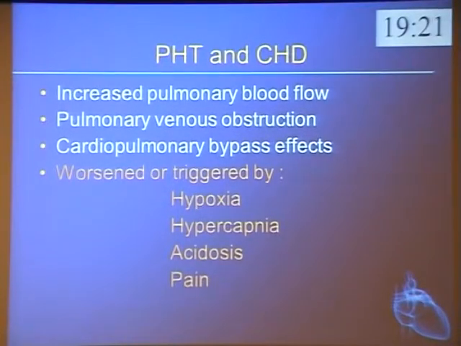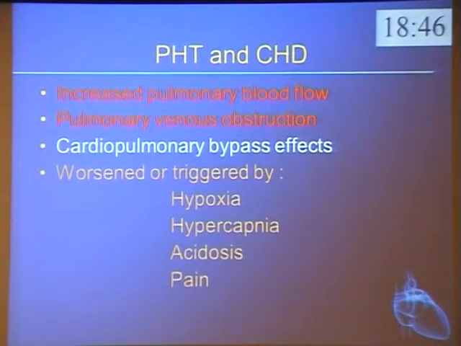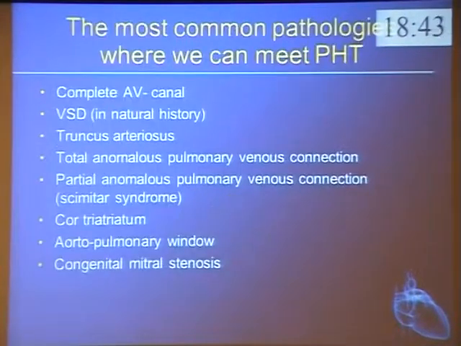Well, there are many factors that are associated with developing pulmonary hypertension in the post-op. Mainly are associated with the preoperative condition, with pathology conditions such as increased pulmonary blood flow or pulmonary venous obstruction. Or conditions related to the cardiopulmonary bypass effect itself. And all these are worsened or triggered by other conditions that can be prevented or treated, such as hypoxia, hypercarbia, acidosis, and pain.